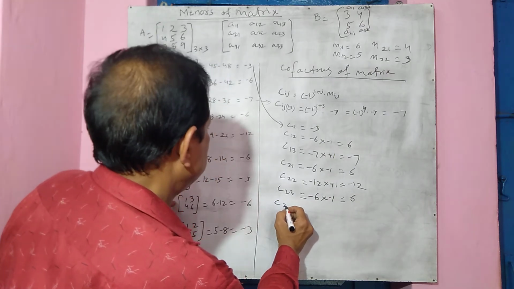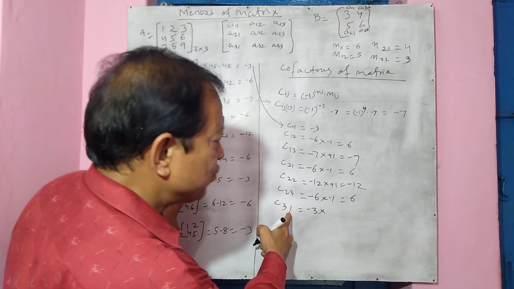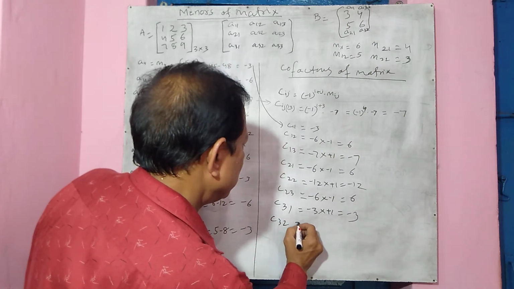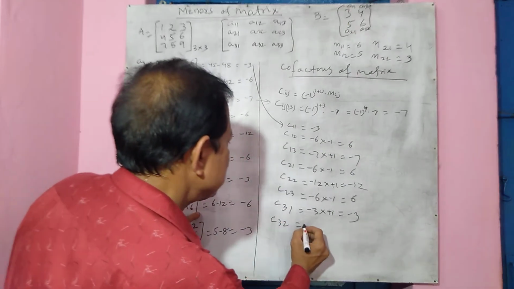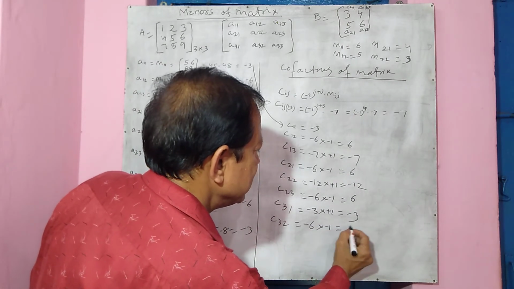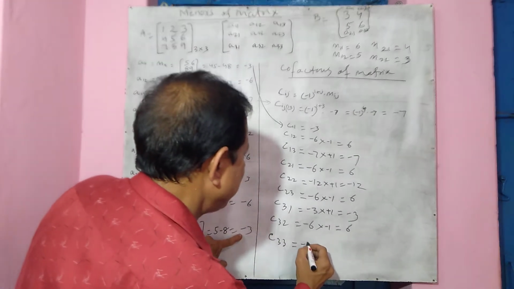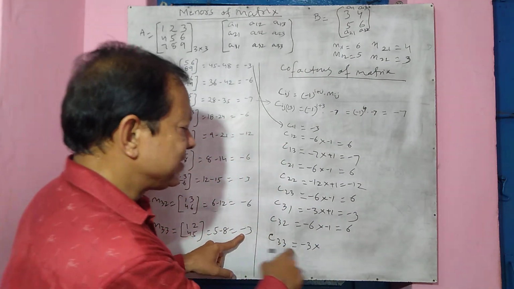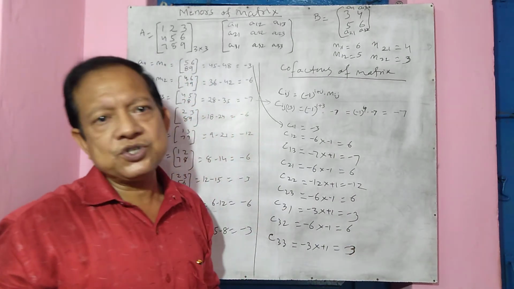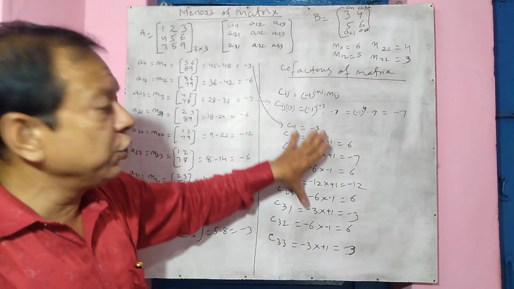C31 is minus 3. 3 plus 1 is 4, so into plus 1 is equal to minus 3. C32: the minor is minus 6, and 3 plus 2 is 5. 5 means minus 1, so it is equal to 6. C33: the minor is minus 3, and 3 plus 3 is 6, into plus 1, it becomes minus 3. So here, after you find out the minors, then you find out the cofactors.